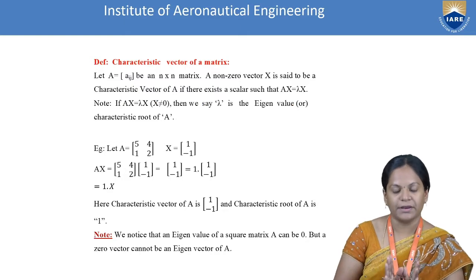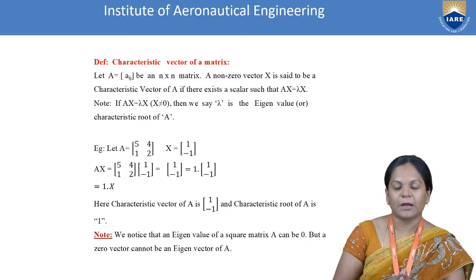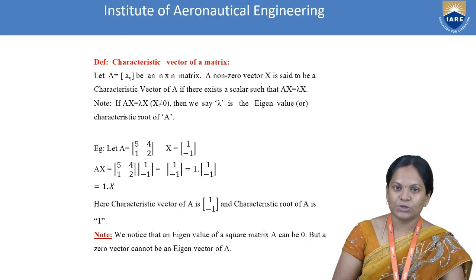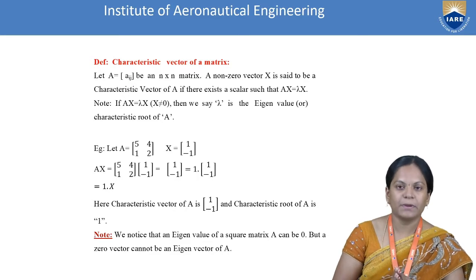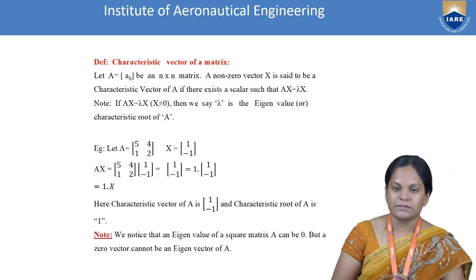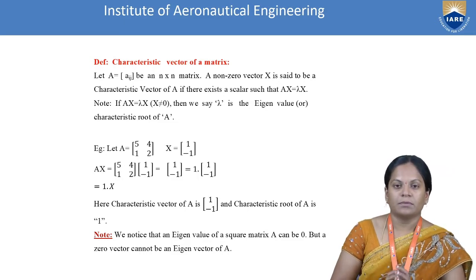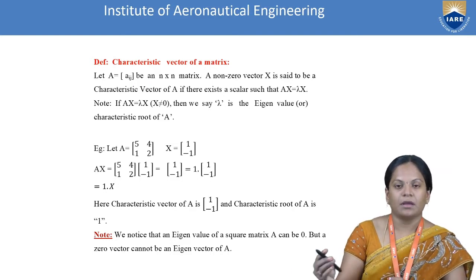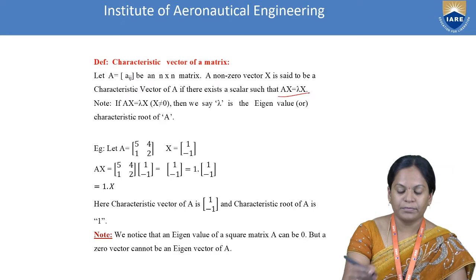Suppose capital A is any given matrix. We write capital A equal to Aij, of the general form of order n by n, which is a square matrix. A non-zero vector capital X is said to be an eigenvector or characteristic vector of capital A if there exists a scalar lambda, such that we have the condition A x equal to lambda x.